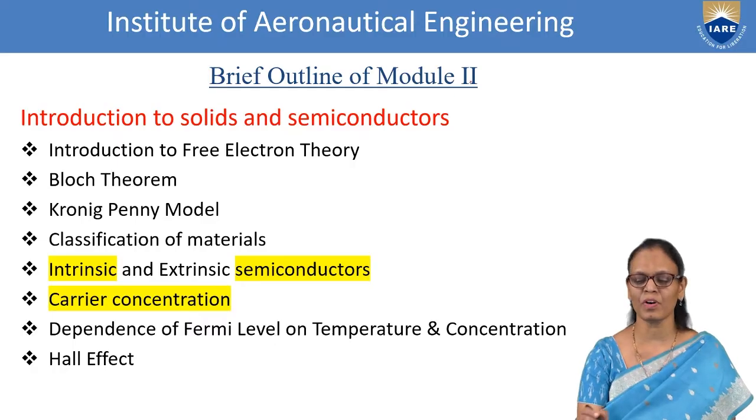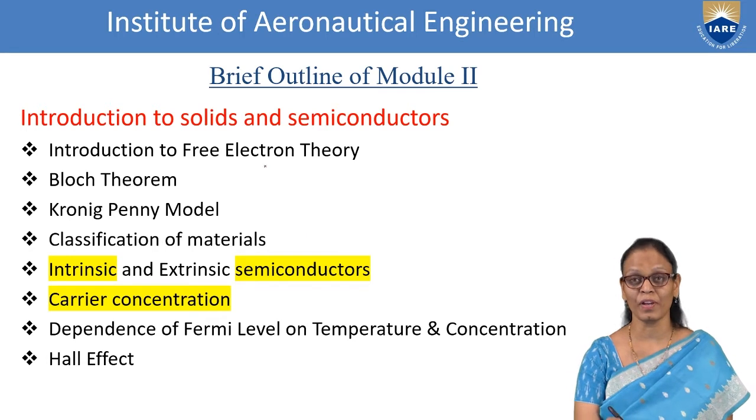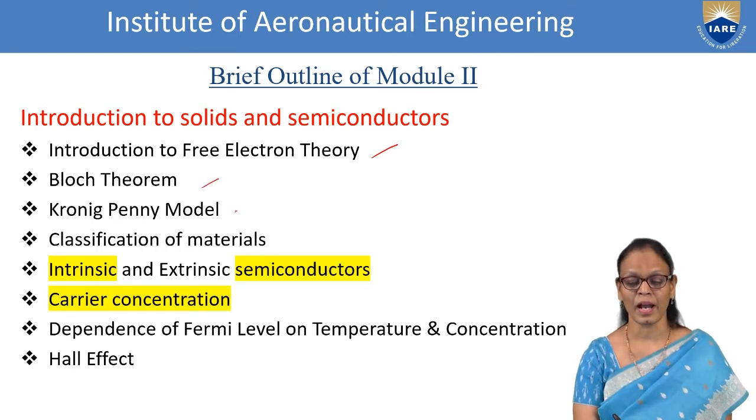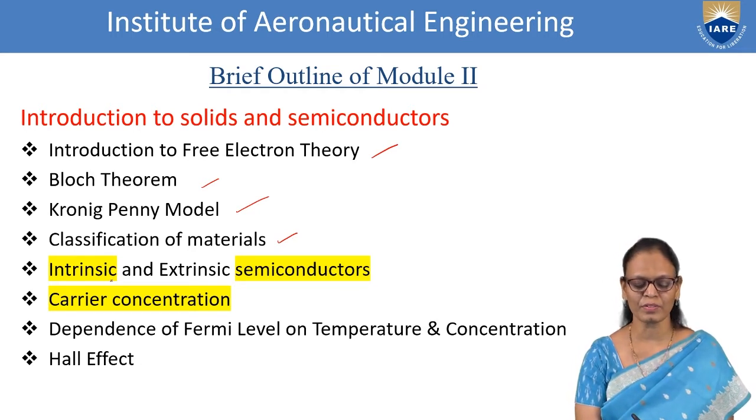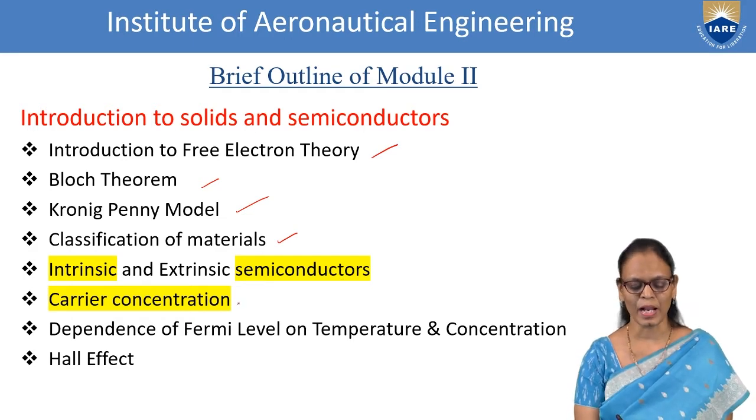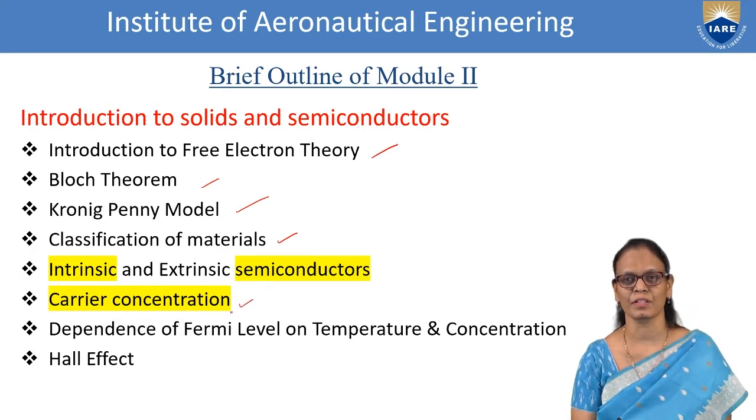So this is the brief outline of the module, what we have discussed thus far and what we are going to discuss today. We are finished with the free electron theory, the Bloch theorem and Kronig-Penney model, and in the last lecture we also have seen the classification of materials based on energy gap. And today we are going to discuss intrinsic semiconductors and their carrier concentration.